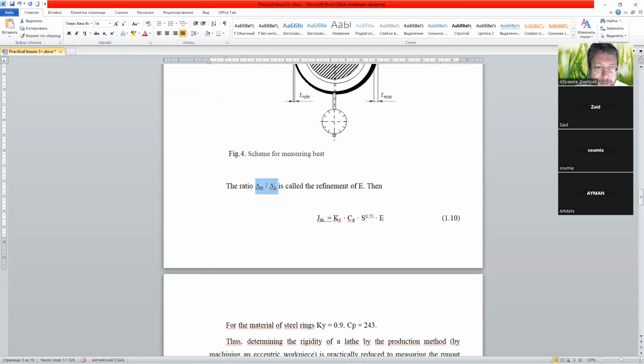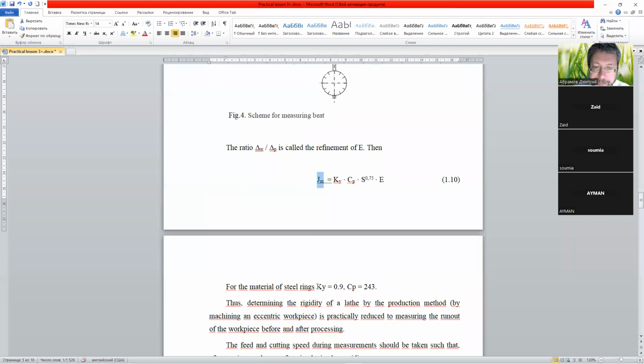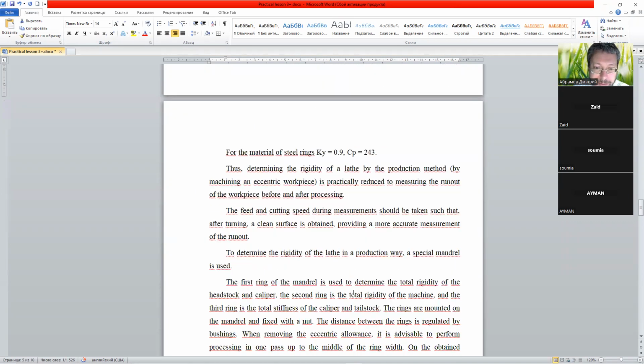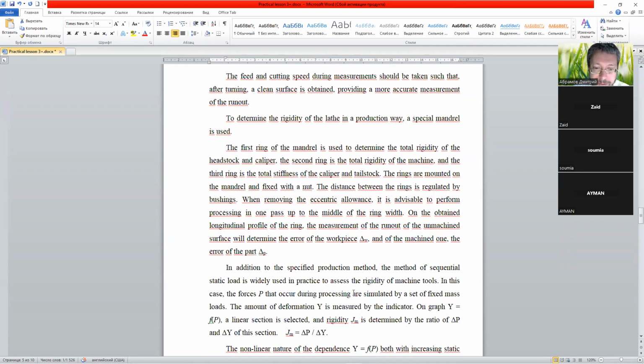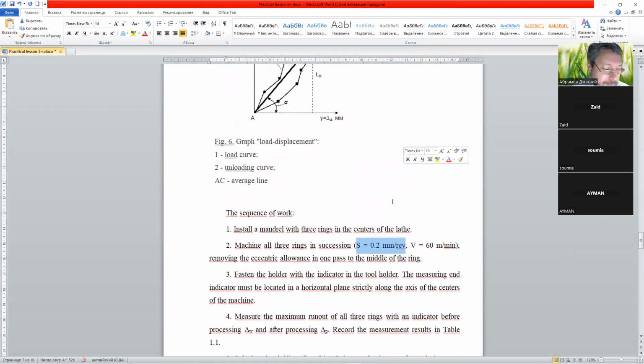E is equal to delta W divided by delta P. When you calculate the E, you should calculate J suffix M. Use these parameters of K, Y, and CP, and S. S is equal to 0.2 millimeters per revolution.